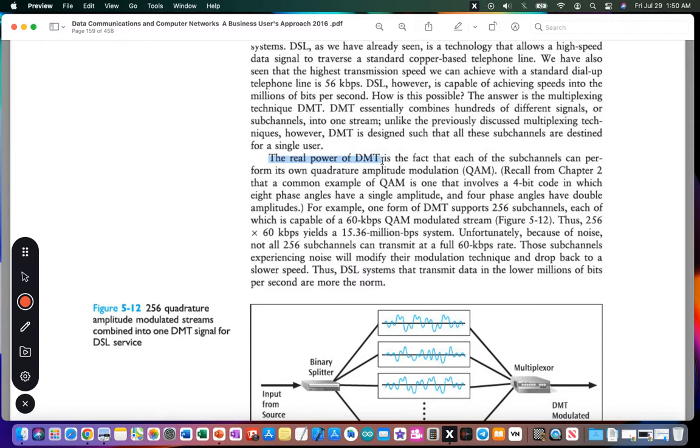The real power of DMT is the fact that each of the subchannels can perform its own QAM, quadrature amplitude modulation. Recall from chapter 2 that a common example of QAM is one that involves a 4-bit code in which 8 phase angles have a single amplitude and 4 phase angles have double amplitudes. For example, one form of DMT supports 256 subchannels, each of which is capable of a 60 kilobit per second QAM modulated stream. So one DMT supports 256 QAM channels, each of which is 60 kilobits per second.